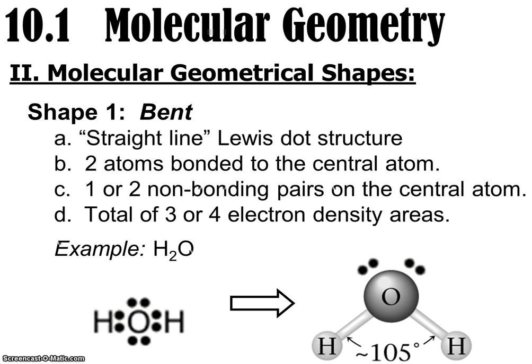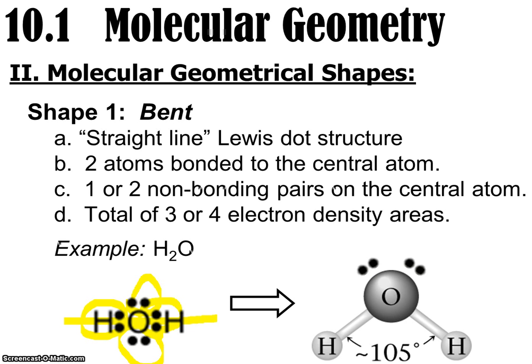So for example, in a molecule that makes the shape that is bent, we had talked about H2O, in its Lewis dot structure it would look like this straight line where you have hydrogens on either side of the oxygen. There are 2 atoms that are bonded to the central atom, so each of these bonding pairs is a high electron density area. So here's 2 areas. And then a molecule that has either 1 or 2 non-bonding pairs on the central atom will be bent. In this case we have 2 non-bonding pairs. So we have a total of 4 electron density areas for water.